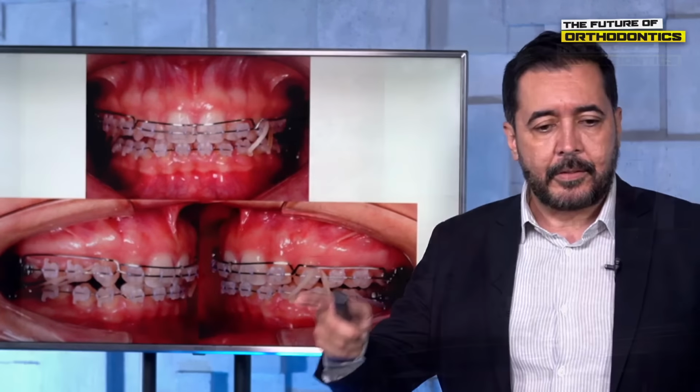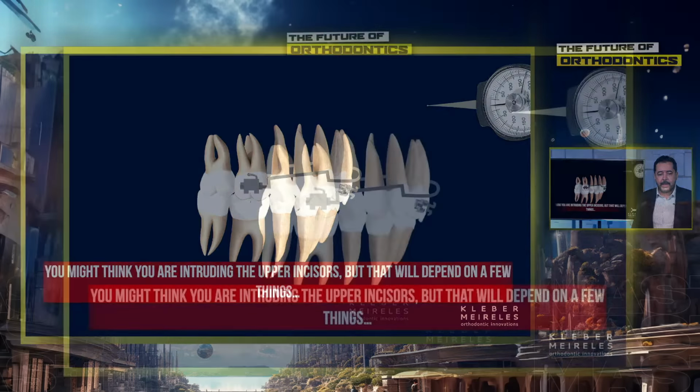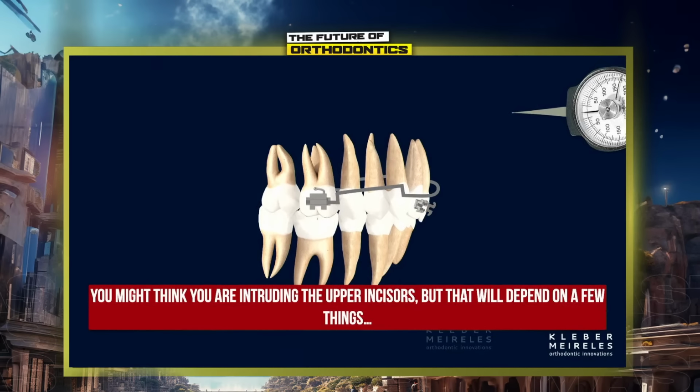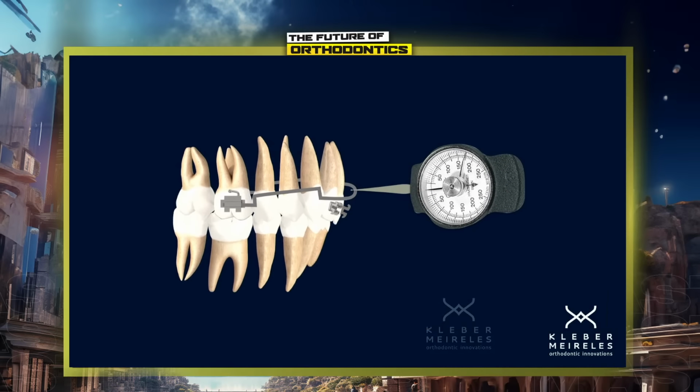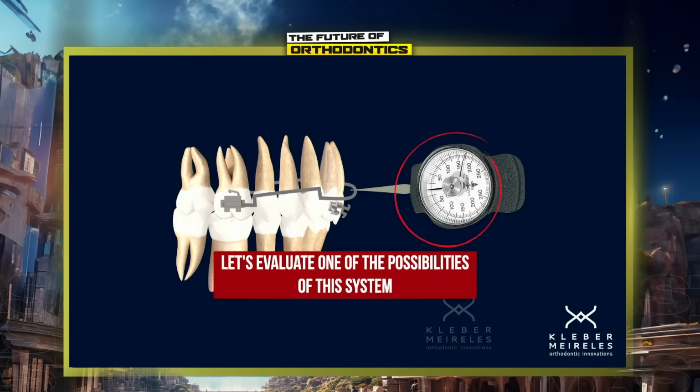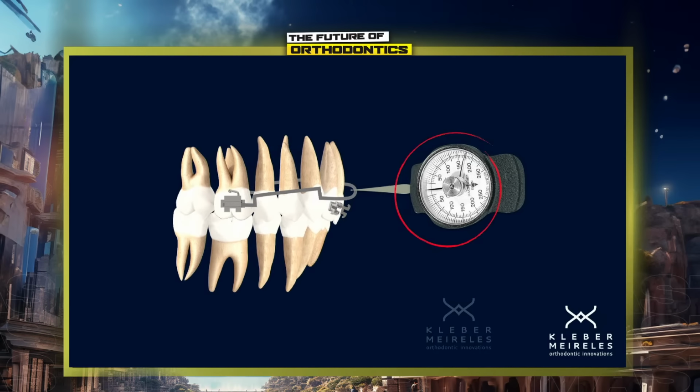Well, I don't want to stop the movement of the posterior segment. That's why I'm doing this. And now I go back to the question. A 2-couple system can be tricky. Why is that? Because you might think that this upper incisor will intrude, but it depends on a few things. Let's say, in this case, we evaluate one of the possibilities of the system, which is intruding.